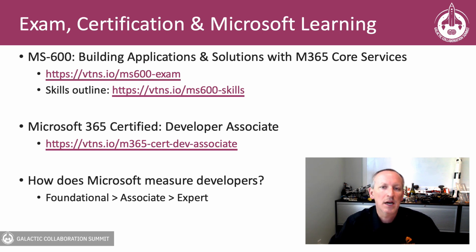Now, how do you become certified, right? What does that mean? Well, think of this certification as like your trophy for passing a single exam, the MS600 Building Applications and Solutions with Microsoft 365 Core Services. This exam is going to focus on 5 different workloads. We're going to go through those in this session in just a minute. But you're going to go through 5. You have to pass the exam on 5 different workloads.